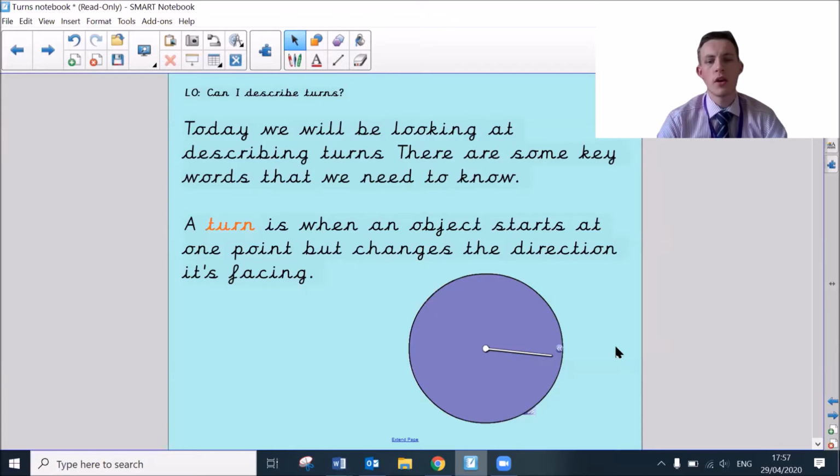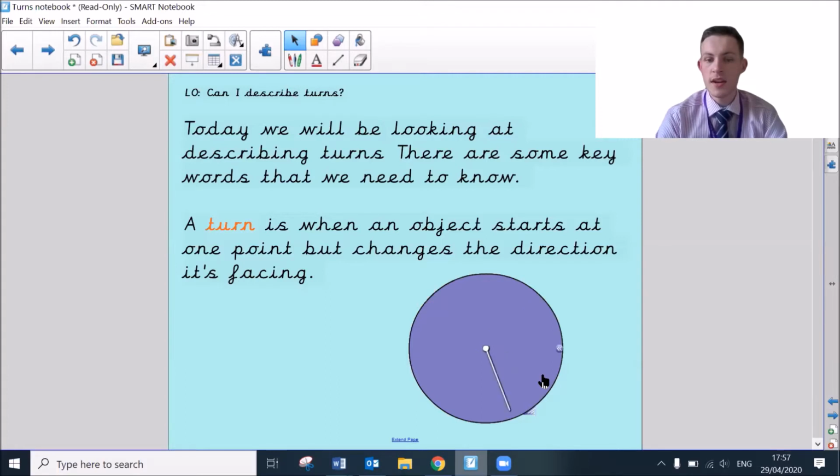So a turn is where an object starts off facing one point and then it changes the direction that it's facing. So I've got a bit of a diagram down here. You can see that the point in the middle is where we're stood and this line is the way that it's facing. So it's currently facing in a direction. If this line was to turn, it would then turn to face a different direction. So let's have a look at what that looks like.